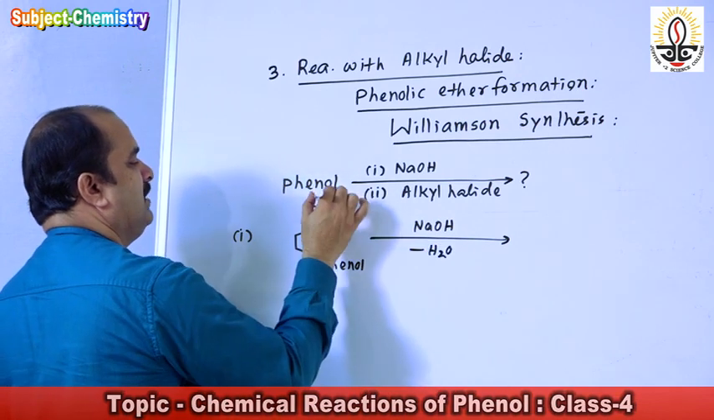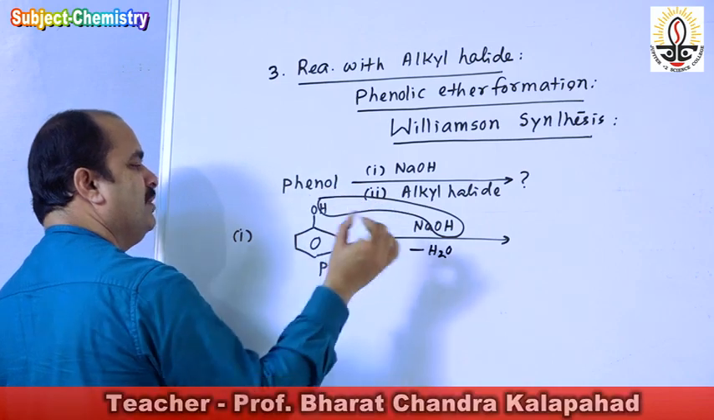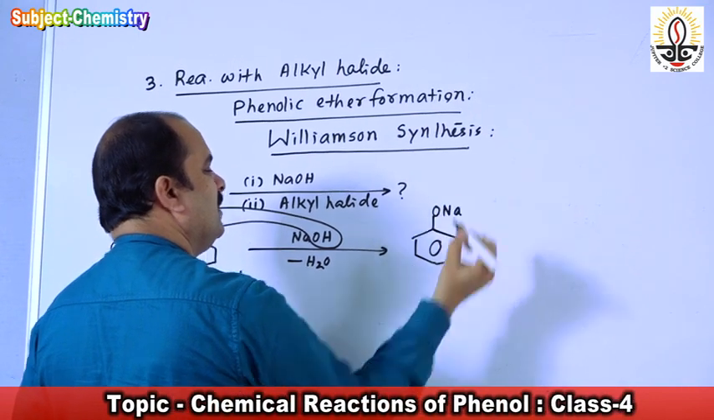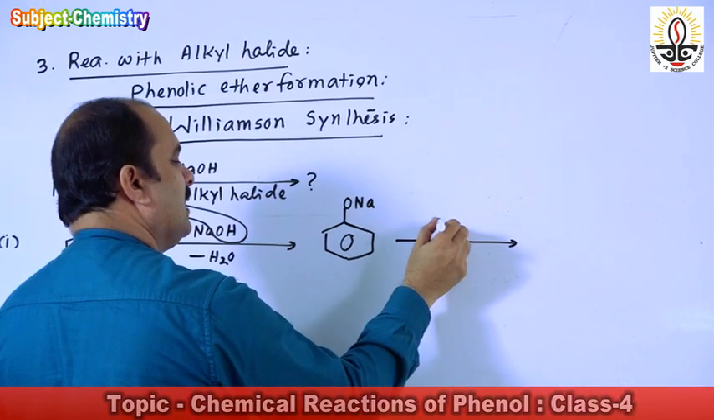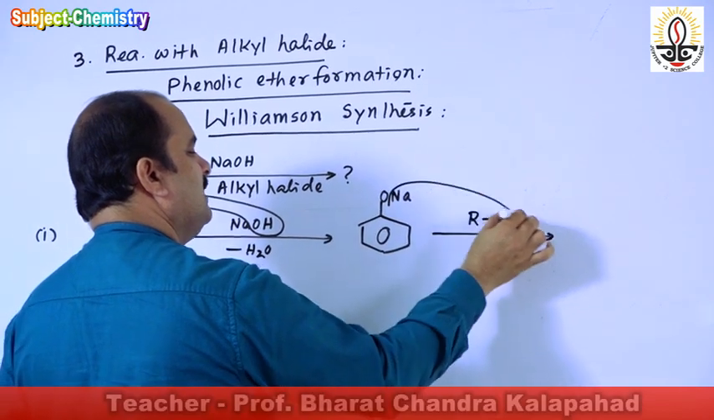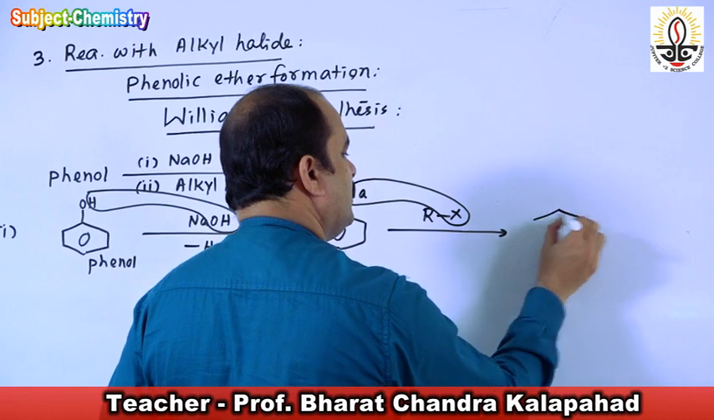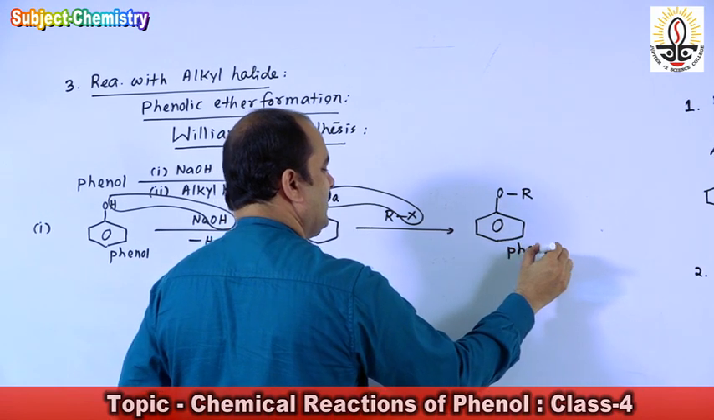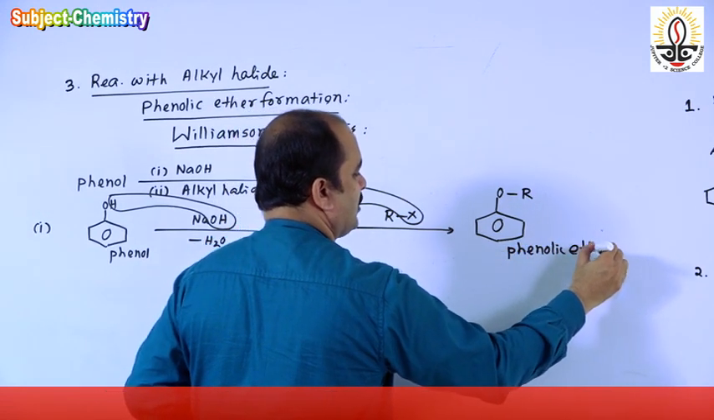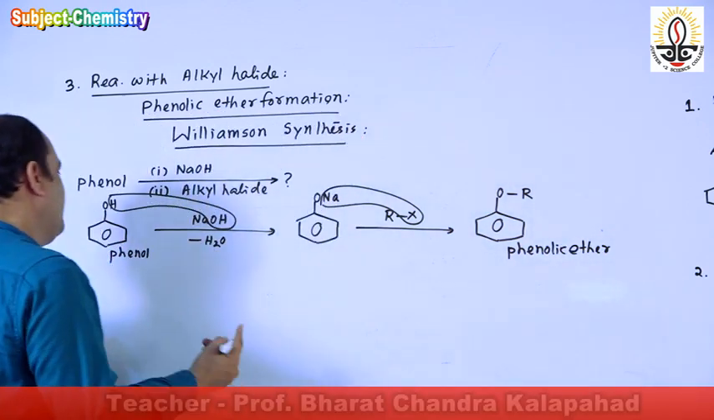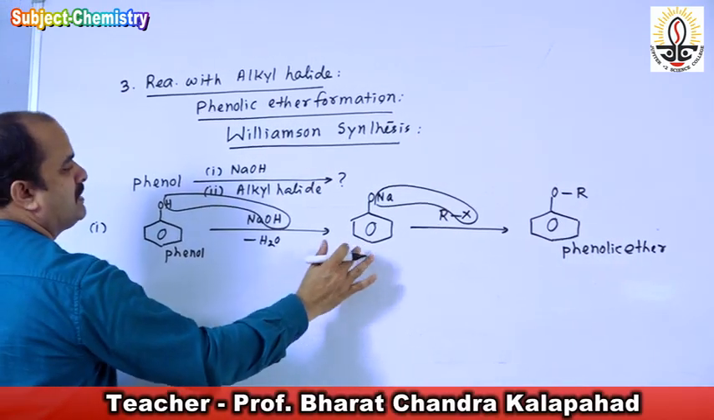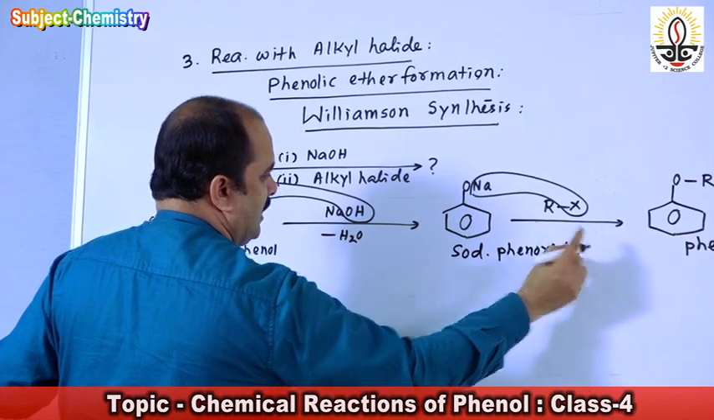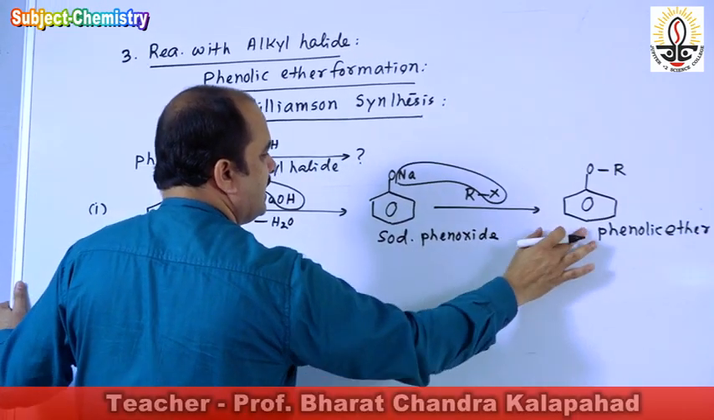Here HOH combines to give H2O. Sodium phenoxide is formed. This sodium phenoxide reacts with alkyl halide RX. Here NaX is eliminated. It gives phenolic ether, OR. When phenol reacts with NaOH, sodium phenoxide is formed, and sodium phenoxide reacts with alkyl halide to give phenolic ether.